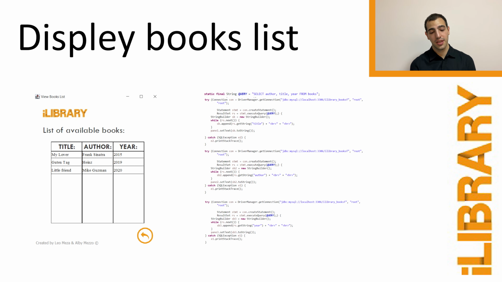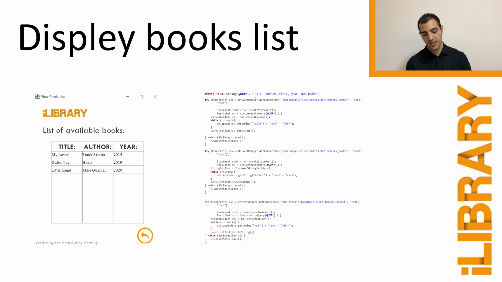This is the list of books instance. This one can be opened from user and admin, both the same. And we'll just display all the data from all the books stored in the database. Oh, so it means all the books that were added from the admin.